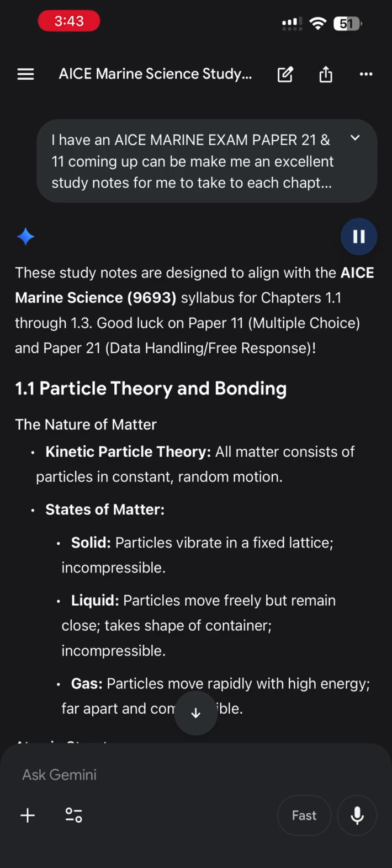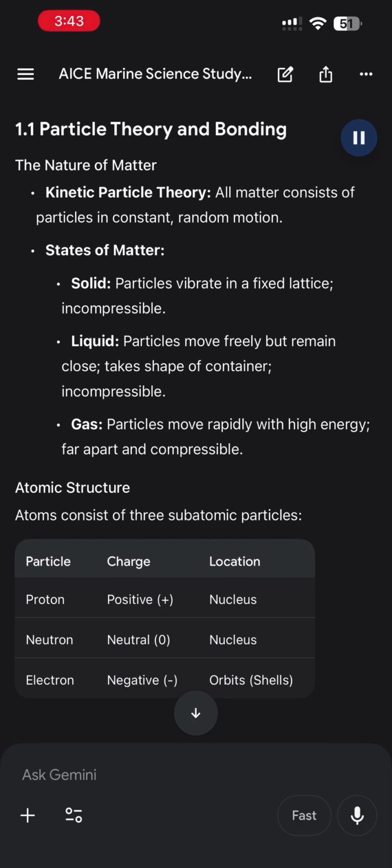The nature of matter. Kinetic particle theory. All matter consists of particles in constant random motion. States of matter. Solid: particles vibrate in a fixed lattice, incompressible. Liquid: particles move freely but remain close, take the shape of the container, incompressible. Gas: particles move rapidly with high energy, far apart and compressible.